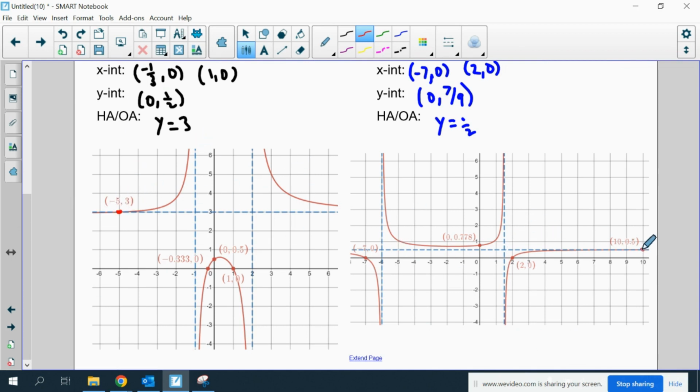We have our asymptote, and then after it hits the asymptote, it's going to come back down toward 1/2 as we go off to infinity.